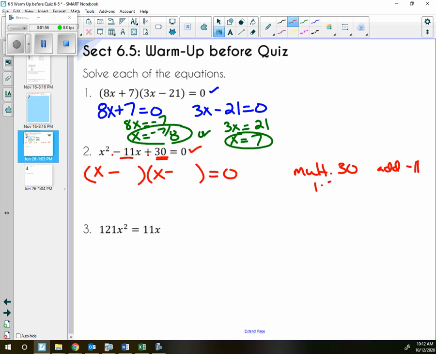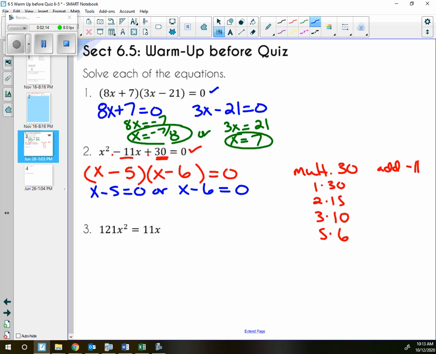So think of the things that multiply to 30. Make your list and then see which of those pairs adds up to 11. Well, it's got to be the 5 and the 6, right? So it multiplies to 30, adds to 11. All right, so once you have it factored, set each of your factors equal to 0 and solve.